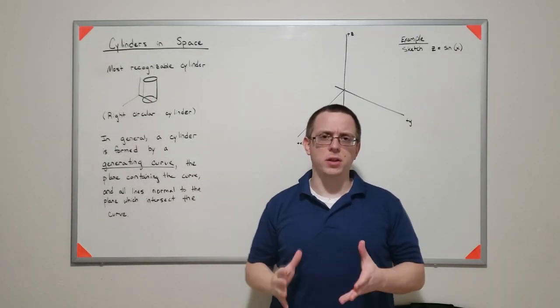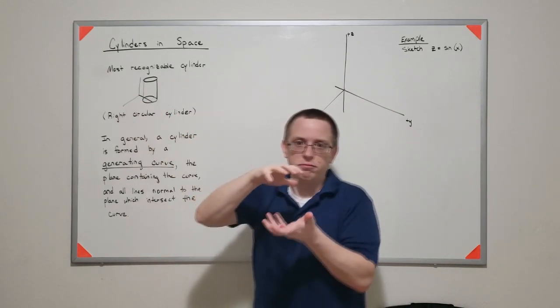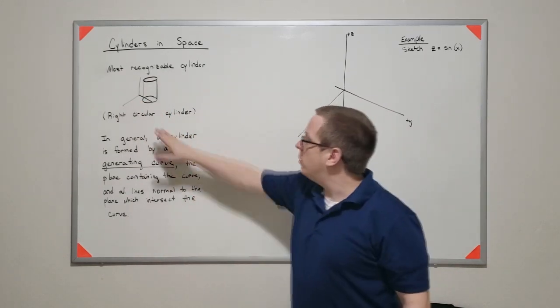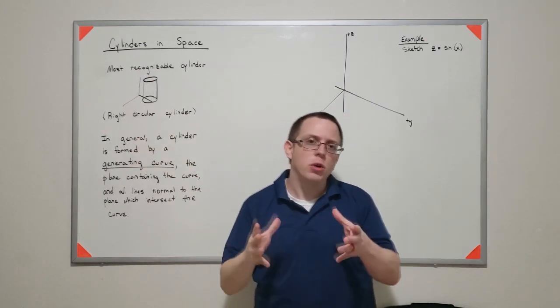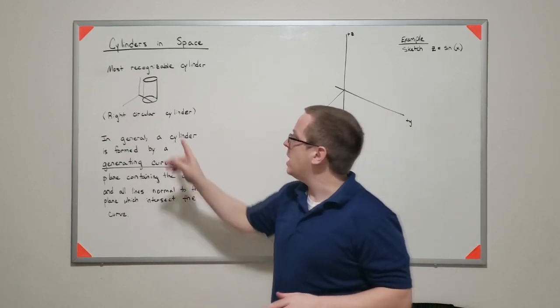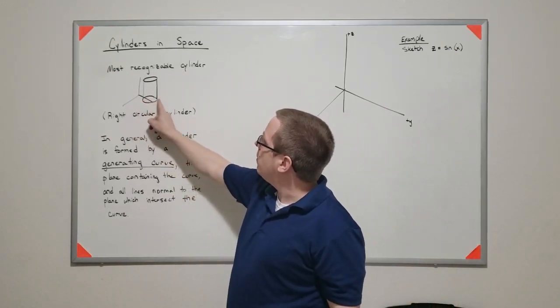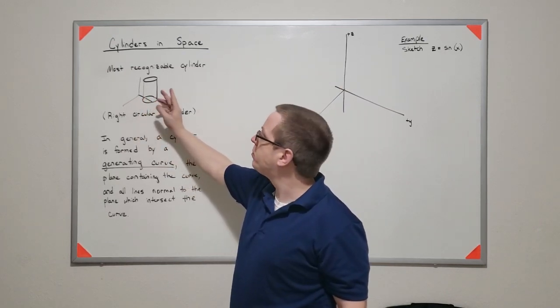When you think about a cylinder, you usually think of something that looks like this, like a can of soup, right? We call this a right circular cylinder. But we can generalize the concept of a cylinder by thinking about any curve. So in this case, we have a curve that's defined by a circle.